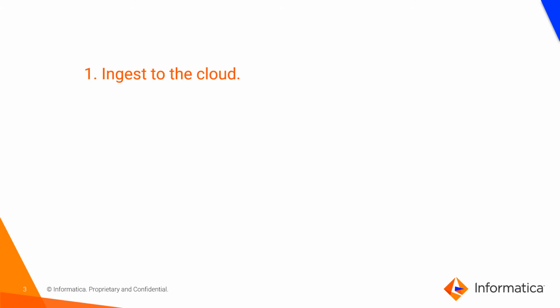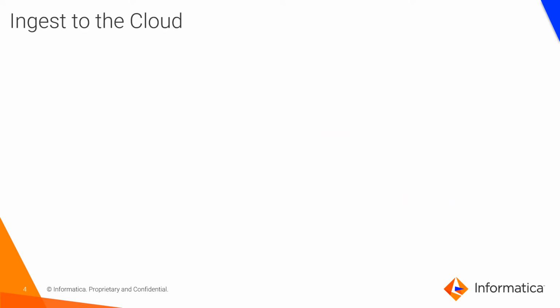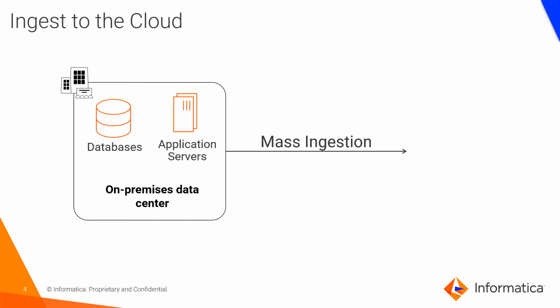First, we ingest the data into the cloud to make the data available to developers. Then we prepare and enrich the data using Data Integration Elastic. Finally, we consume the data, using it to create actionable insights for our enterprise. To ingest the data into the cloud, we can use mass ingestion to transfer our data to a cloud repository.